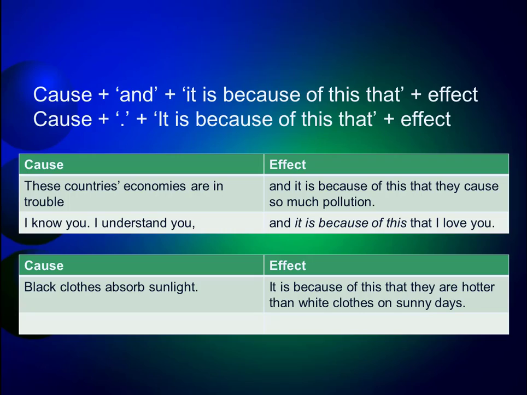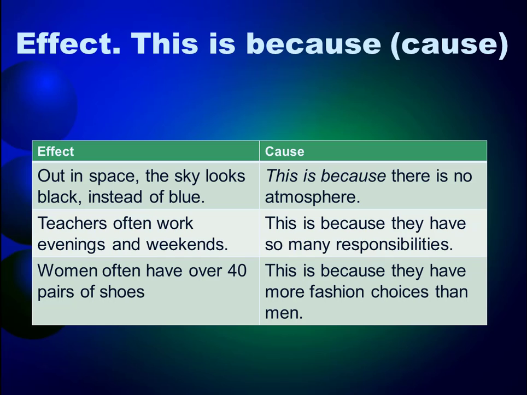Okay? Effect. This is because. And that's your cause. So when you have the effect first and then the cause second, you use this is because. Out in space, the sky looks blue. This is because there is no atmosphere. So you have this is because, and it becomes a clause. This is because they have so many responsibilities.